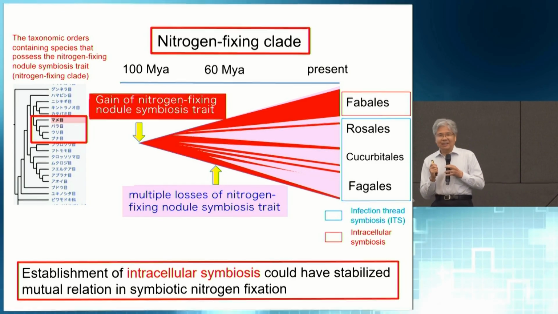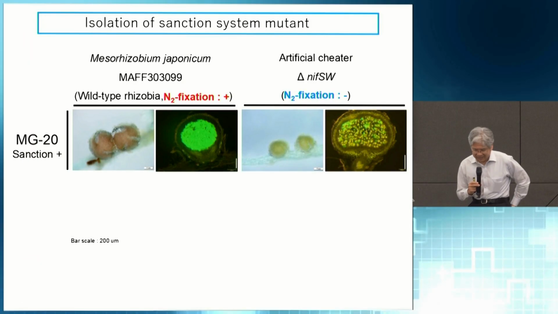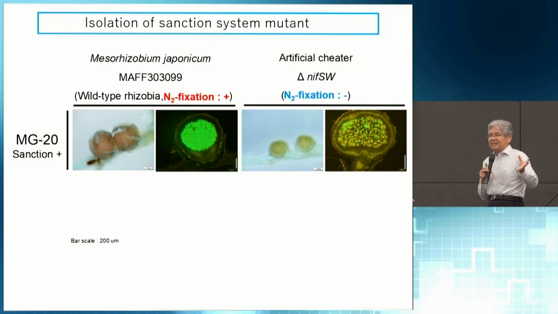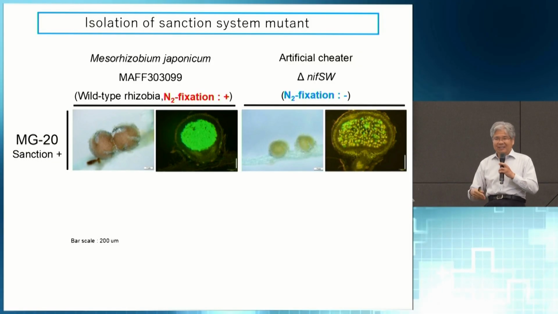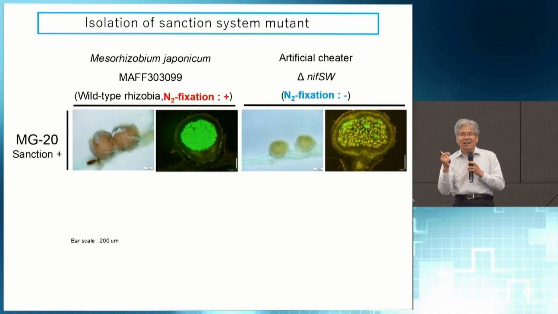And the clue for this goal came from a different project. So we analyzed the sanction mechanism of the legume plant, which is, as we said before, the signal exchange between the legume plant and rhizobium to confirm the partner which the legume plant accommodates or not. But during that confirmation, the legume plant does not check the ability of nitrogen fixation.